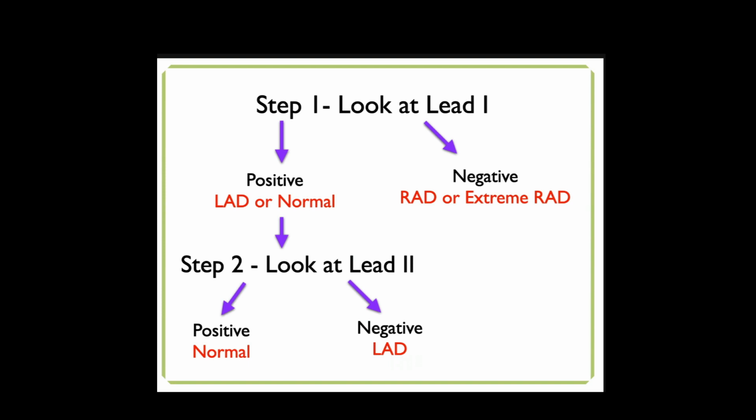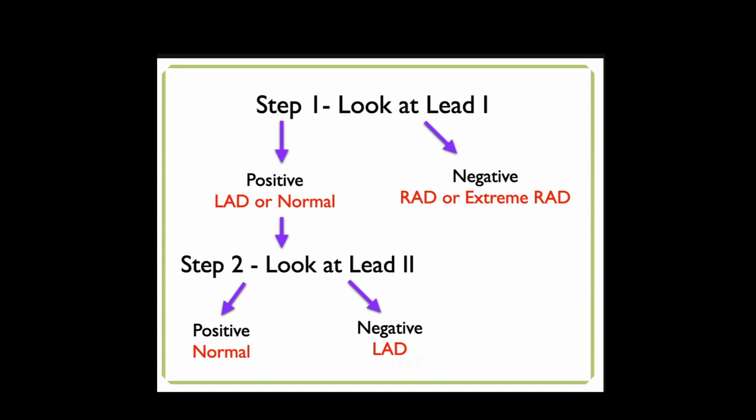But I'm going to make an argument here for when you're in the field, not on a test. I think you can stop with lead 1 and lead 2, and never worry about AVF. Here's my argument for that. If lead 1 is positive, you know it's left axis deviation or normal, and you need to tell the difference between those, which is easy. You look at lead 2 and go through that. But if lead 2 is negative, that means it's either right axis deviation or extreme right axis deviation. So I don't think you need to go further than that.